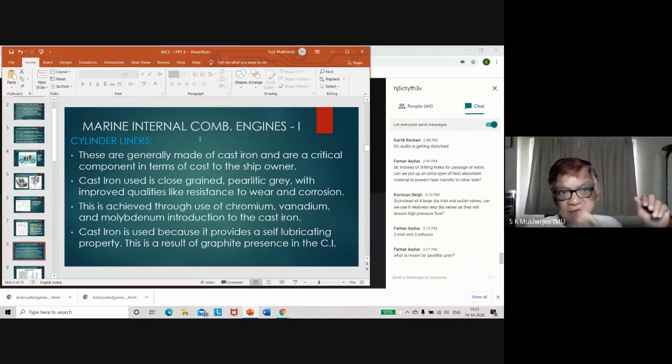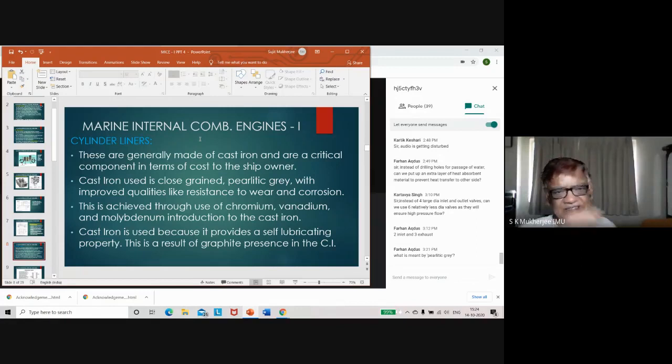Because they are centrifugally cast. Similarly, piston rings are also centrifugally cast. They get close grained cast iron, much better than ordinary cast iron if you simply pour it in the mold and let it have a casting. So this is the difference between ordinary cast iron and cast iron that is used in cylinder liners and pistons.